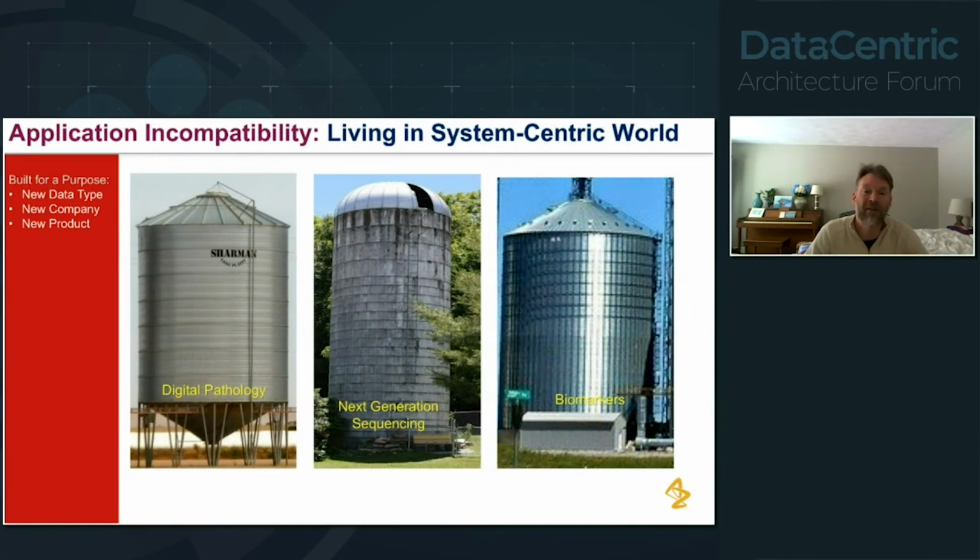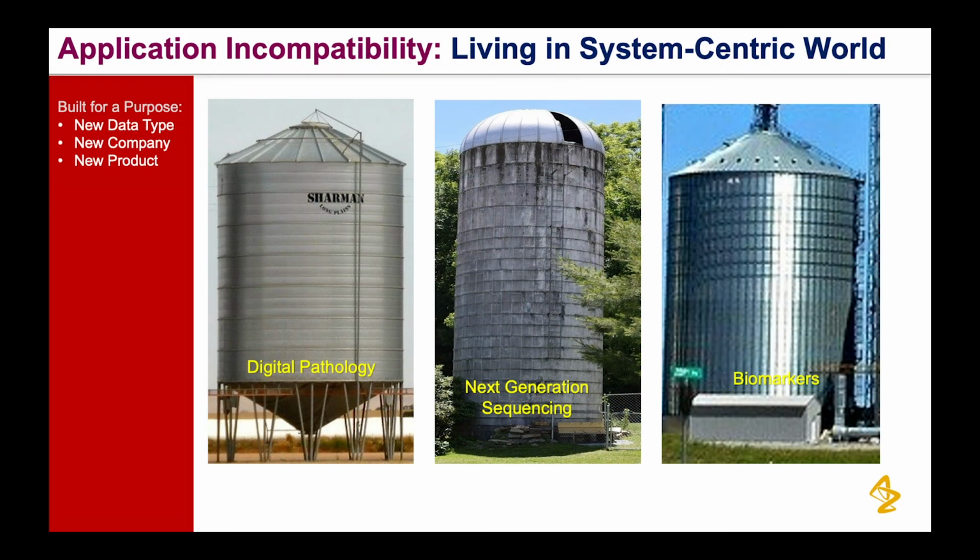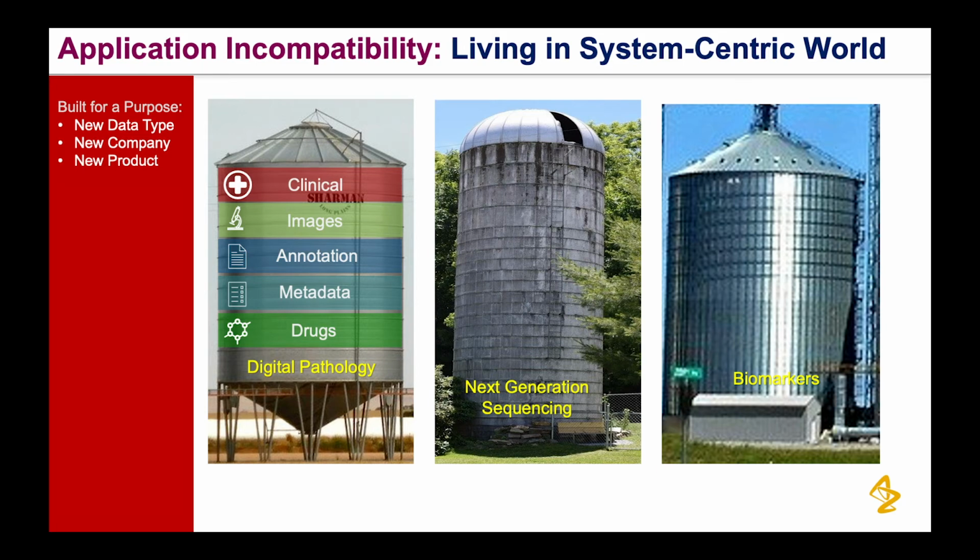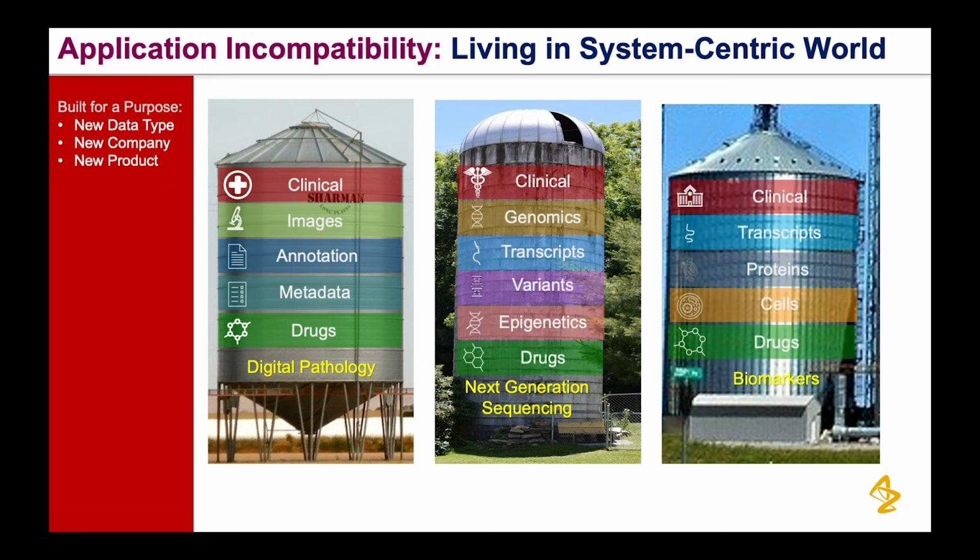System-centric is how they have been doing it for a very long time. So if we think about what this means in the life science community, we'll have applications that are built around major technologies such as digital pathology, next-generation sequencing, or biomarkers. And they're really built when there's a new scientific data type that we need to bring together and incorporate. So very much built for a purpose.